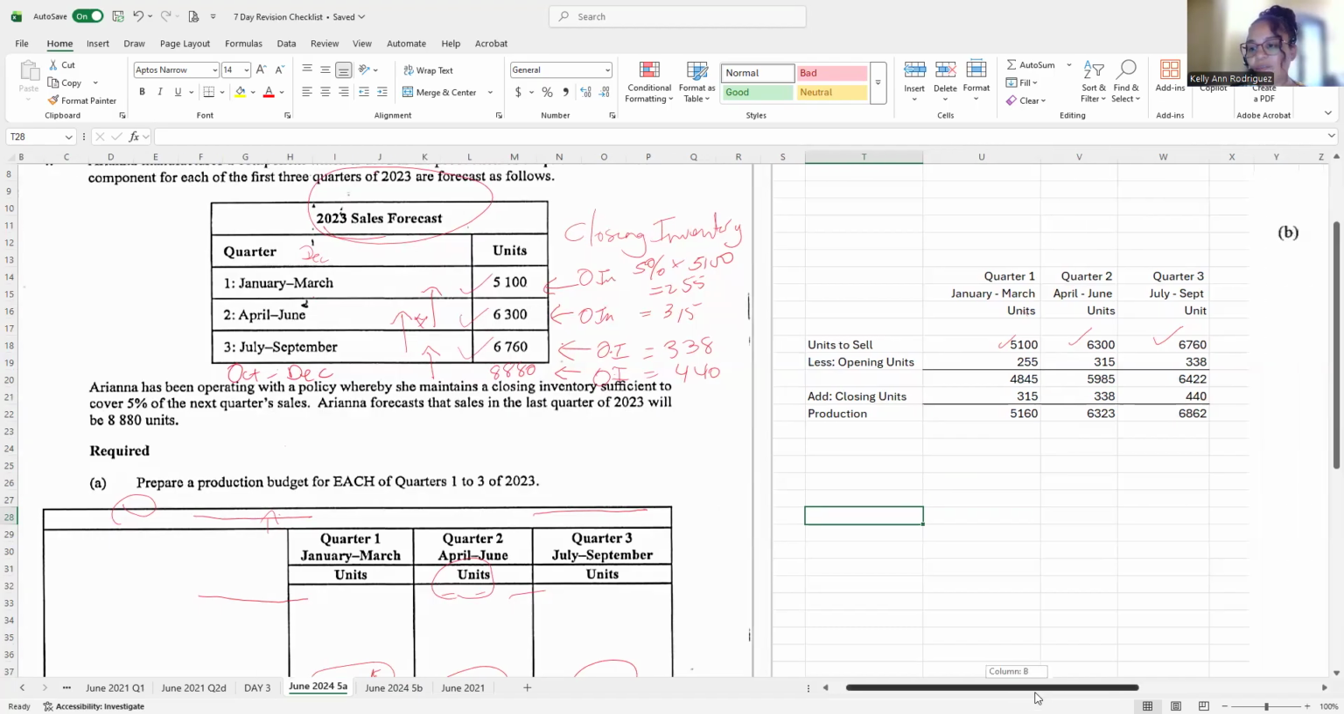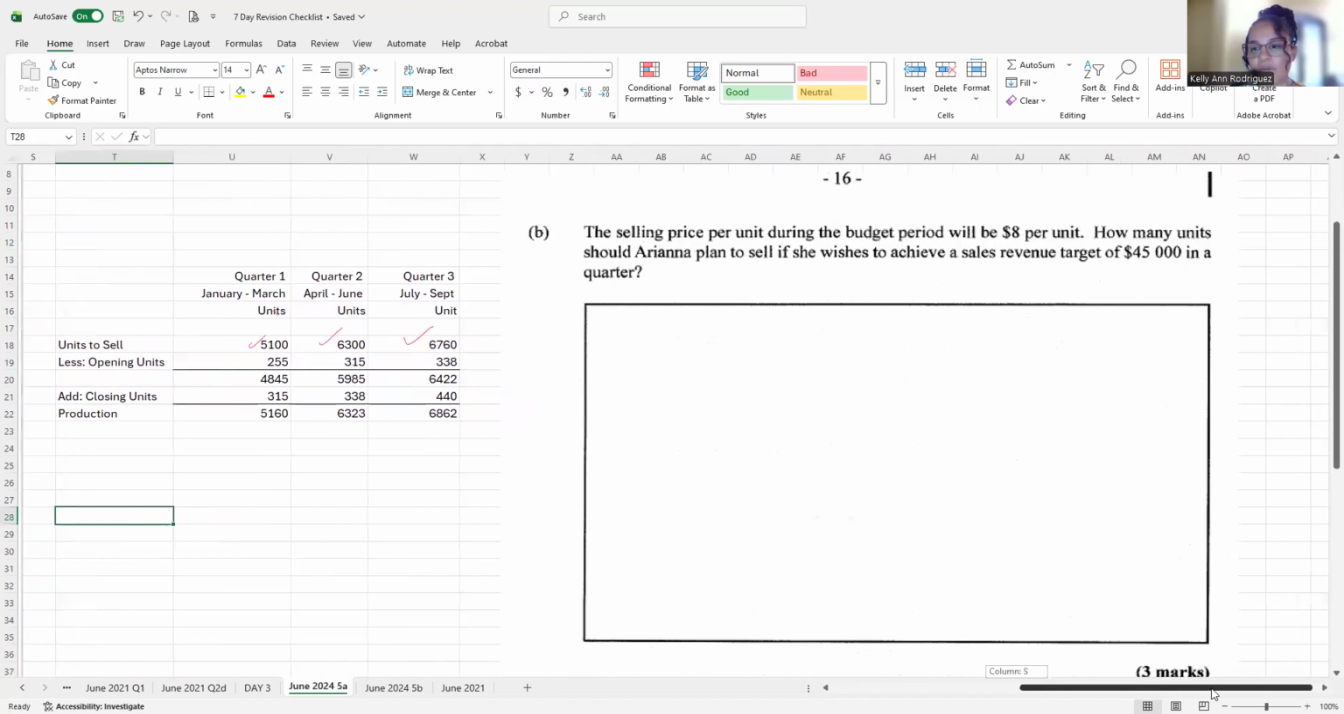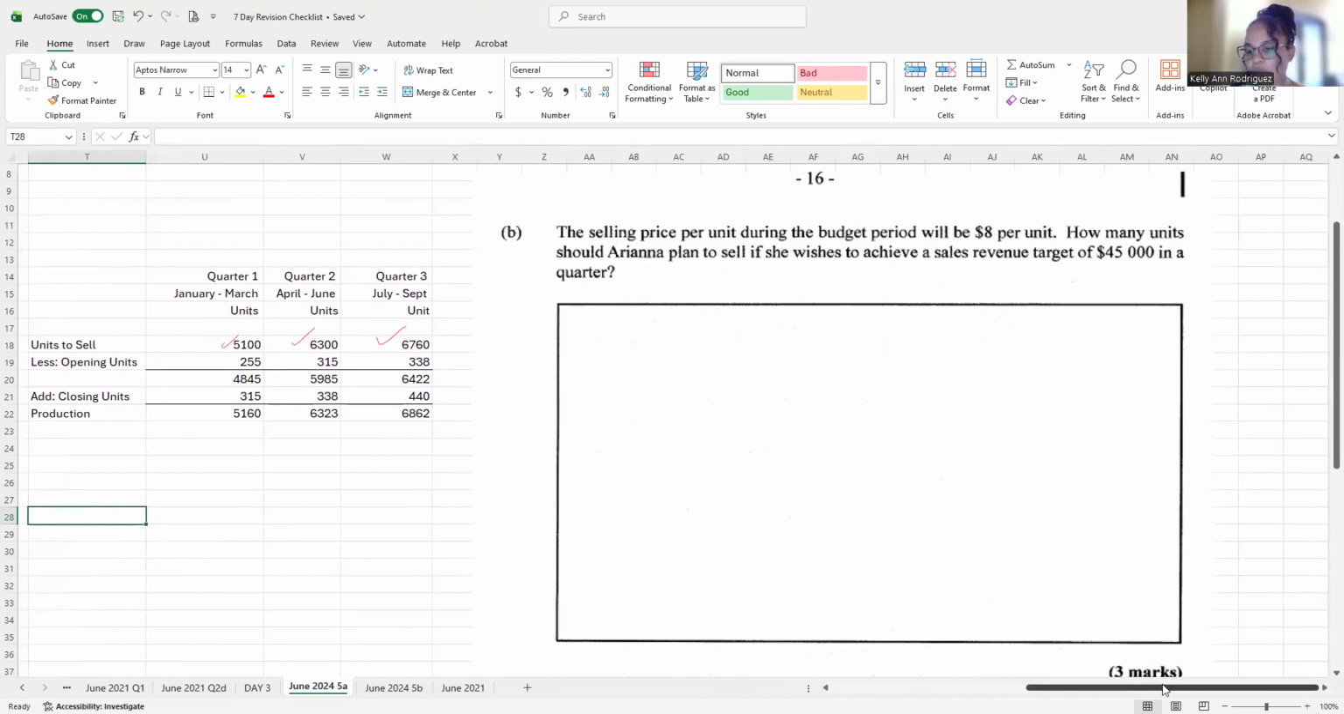The next part of the question was a giveaway 3 marks. I don't understand how they give away these 3 marks here. All they say is the selling price per unit during the budget period will be $8. So your selling price is $8.